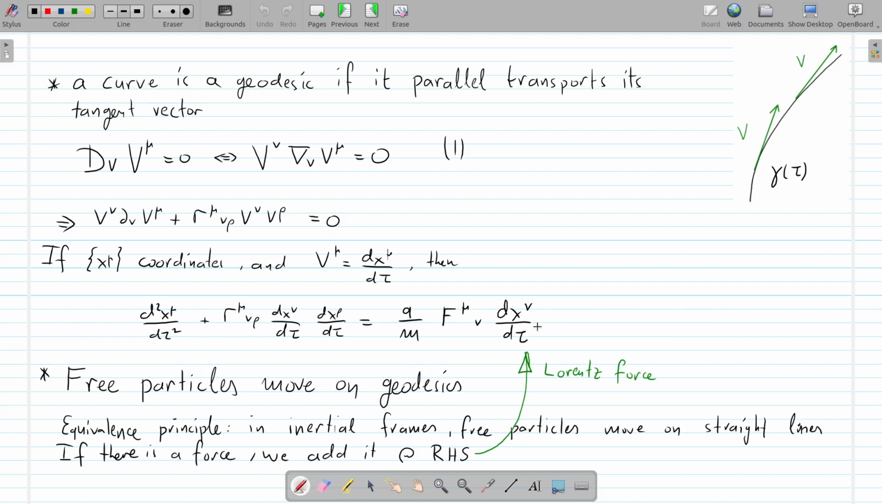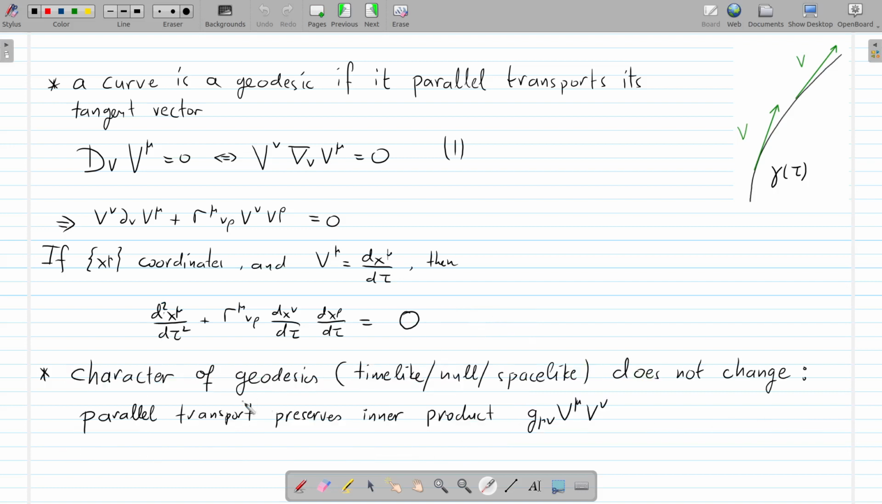If a particle is not free, and there is a force acting on it, then we can add it on the right-hand side of this equation. This example here shows us the force acting on a point charge Q by an electromagnetic field given by F mu nu.